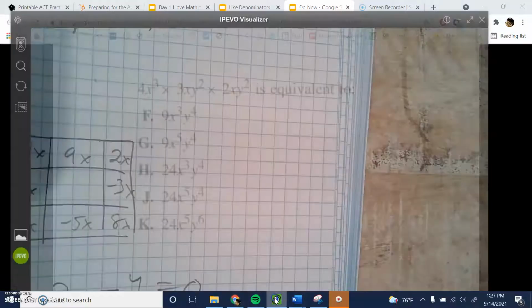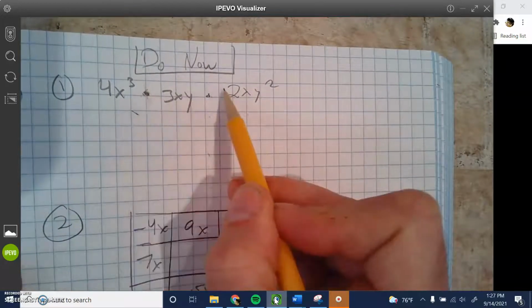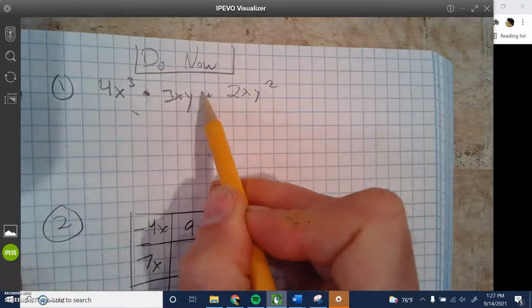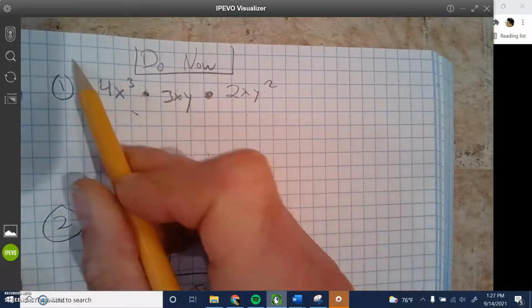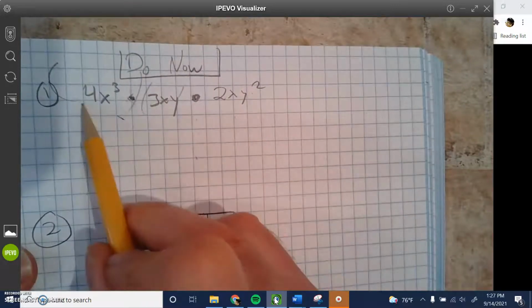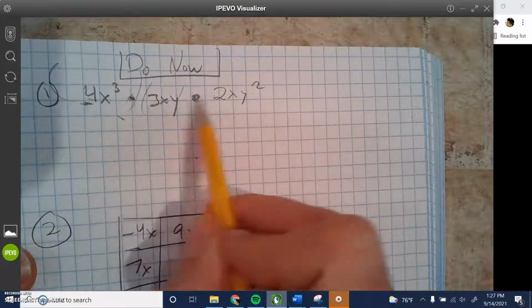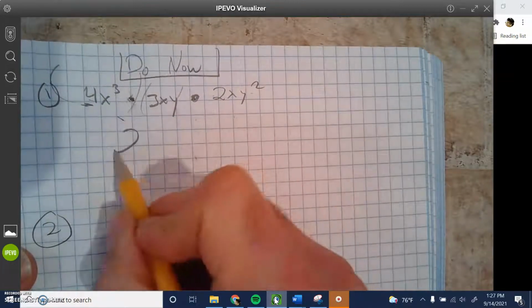All right, let's see. Here's mine right here. I put the dot here because I know they're trying to confuse us, putting the X right there and confusing it with that X. So I just put a dot for multiplication, or you can put parentheses if you want. First, coefficients: 4 times 3 times 2. 4 times 3 is 12. 12 times 2 is 24.